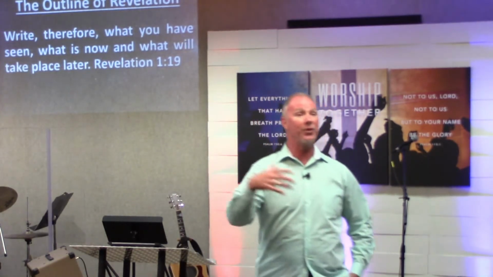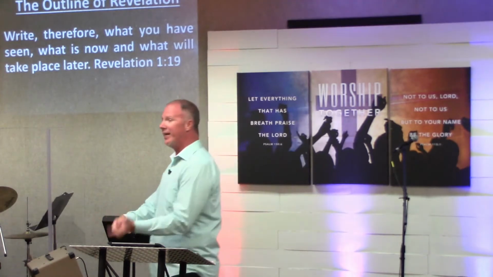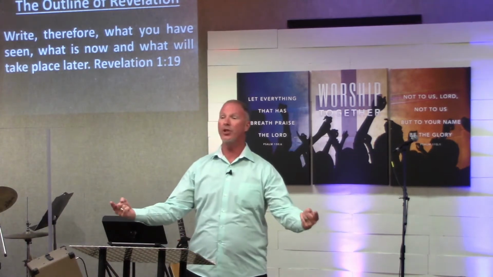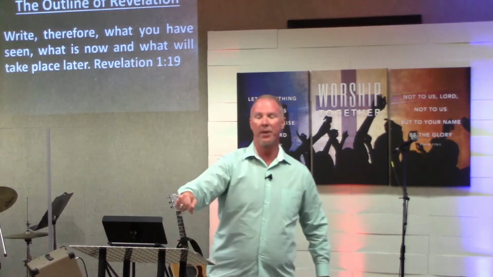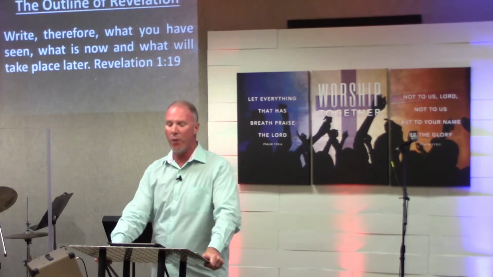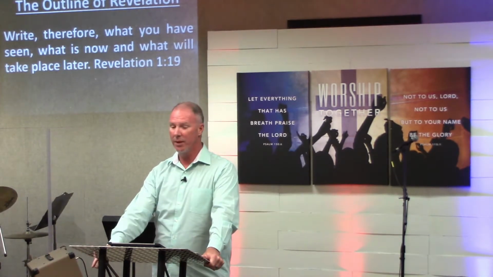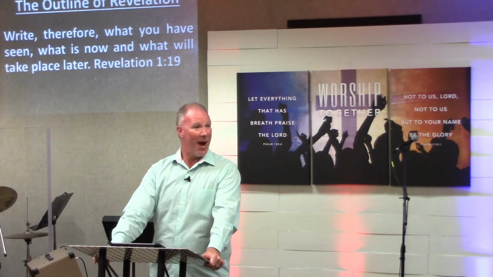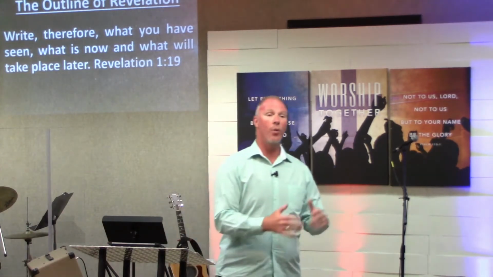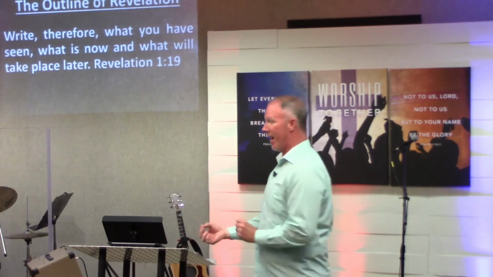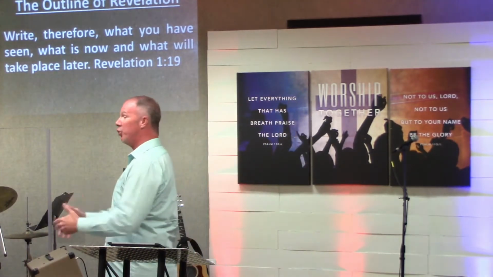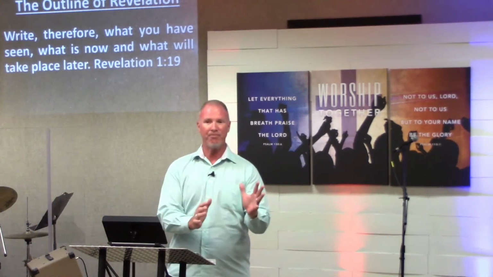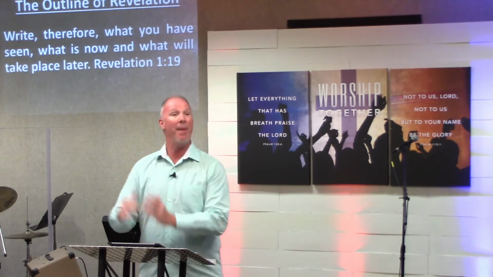All right? So Revelation chapter 1, verse 19, the Apostle John, who wrote the book of Revelation, remember we saw that last week, was the author. We're going to get to this later on today in the message, but he was told by Jesus to write. That's his purpose. Jesus said to John, write this down. Well, what was he told to write down? He said, write therefore what you've seen, what is now, and what will take place later. John was told, write what you see, what is now, and what will take place later. That is the three-point outline that Jesus gave to John to give to us of the order and chronology of the book of Revelation: past, present, and future.